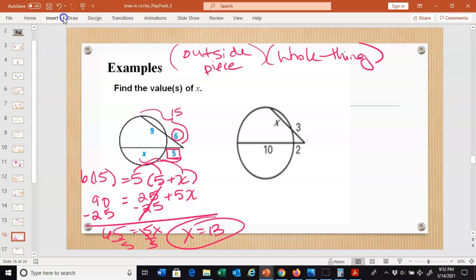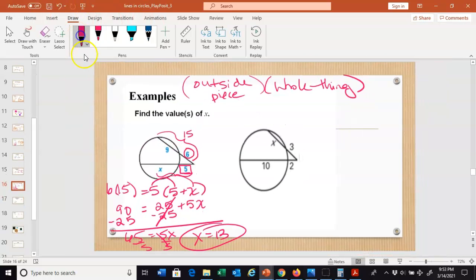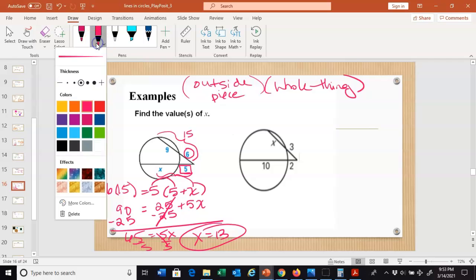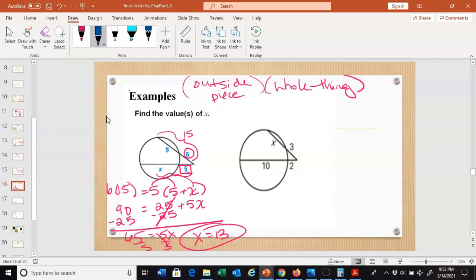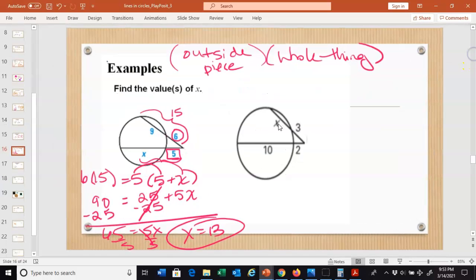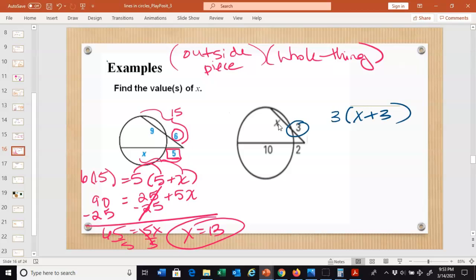Let's try it again. I'm going to get a different color. Don't forget, I know I haven't said this yet, but you guys can always pause the recording at any time to try these on your own. Right? So the outside piece times the whole thing, x plus 3. Of course I did not give myself enough room. Let me write it down here. Equals the outside piece times the whole thing. The whole thing is 12, 10 plus 2.